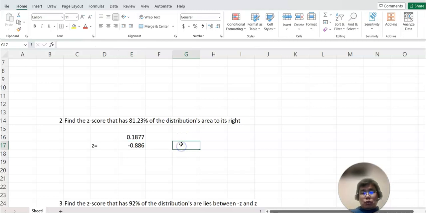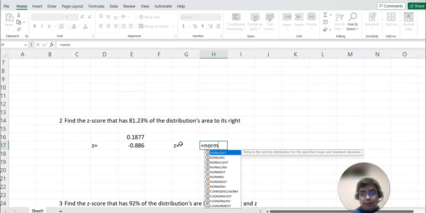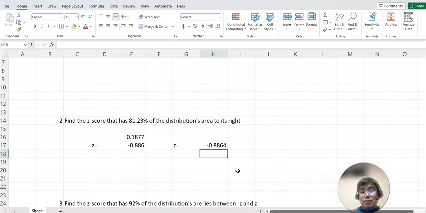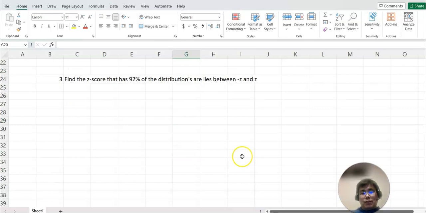Or you can do it this way: z equal to, another way to do it, just making equal norm, and don't forget we are selecting the inverse, and then from here 1 minus 0.8123. That also works, because we know that if it is on the right side, we need to subtract that value from 1, and then it represents the left-hand side area. That was the reason.